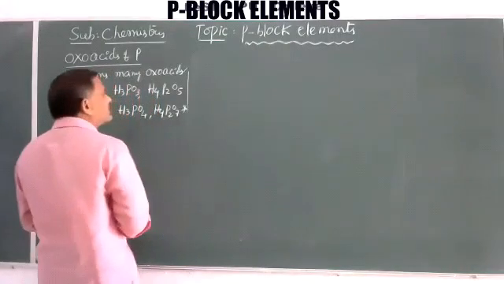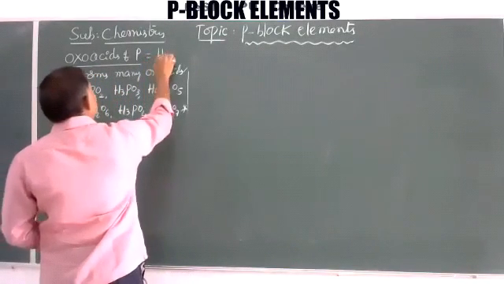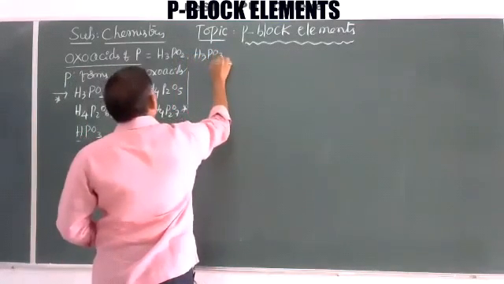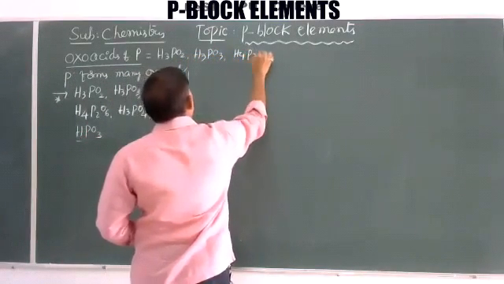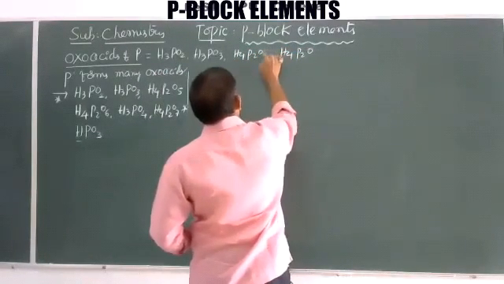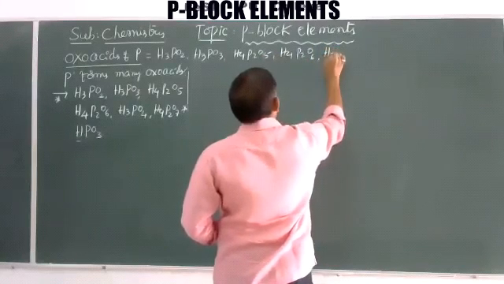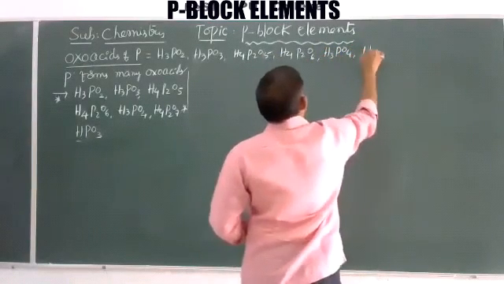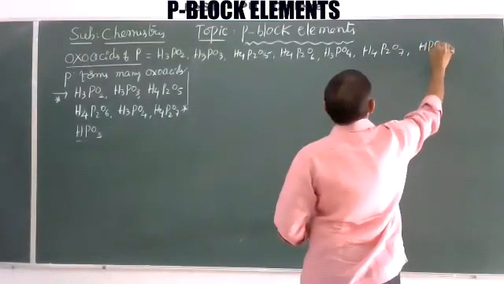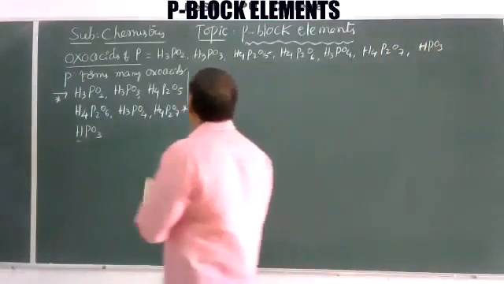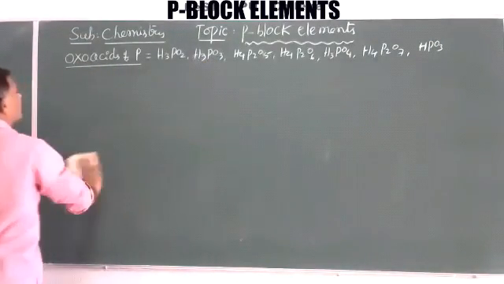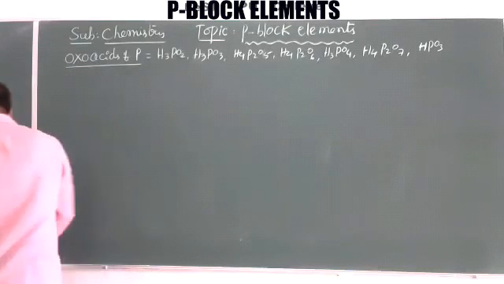So here are the oxoacids of phosphorus. First one is H3PO2, H3PO3, H4P2O5, H4P2O6, H3PO4, H4P2O7. Finally, it is HPO3. These are some important oxoacids of phosphorus. First, about the first oxoacid of phosphorus.